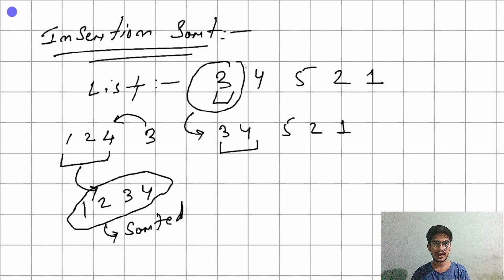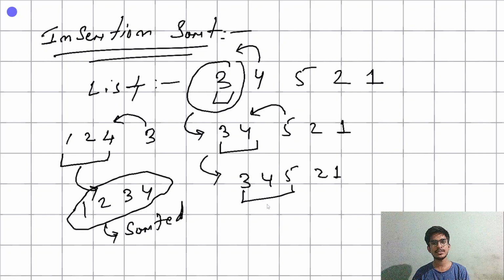Now we have to insert 5 into this list. 3 and 4 is already sorted, so we insert 5 at the end, after 4. It will become 3, 4, 5, 2, and 1. So this is the new sorted list.